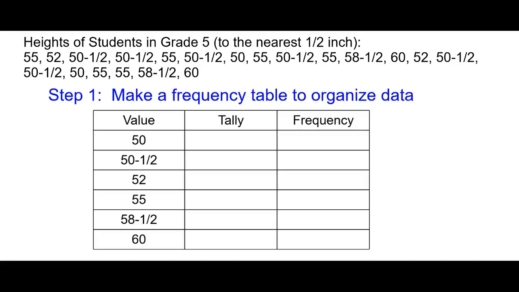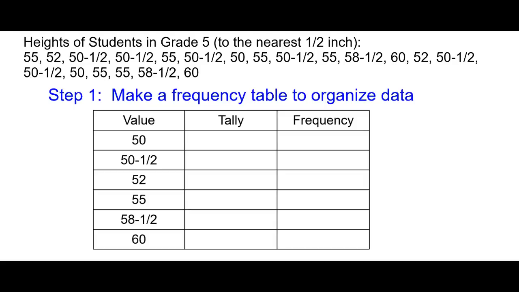So we're going to start with the example that's on the screen. At the top is our data, and the information that's given is that this is the heights of students in grade 5 to the nearest ½ inch. And then there's all of our data numbers, and it's kind of confusing to look at. The first thing we need to do is organize the data. So we're going to make a frequency table to get that organization going.